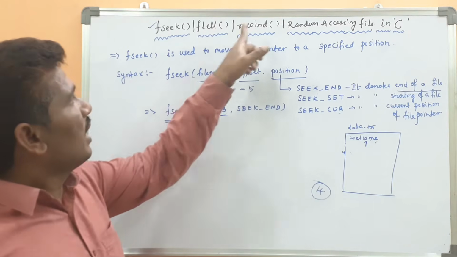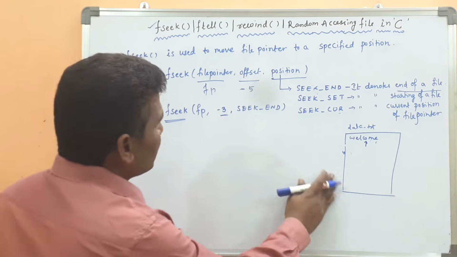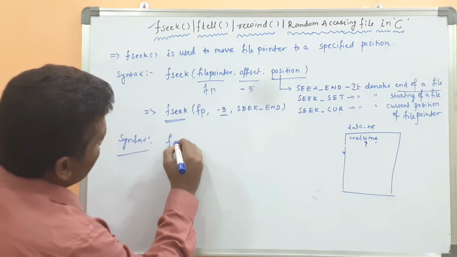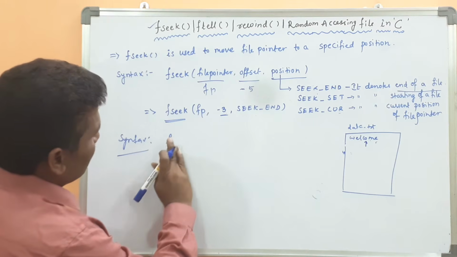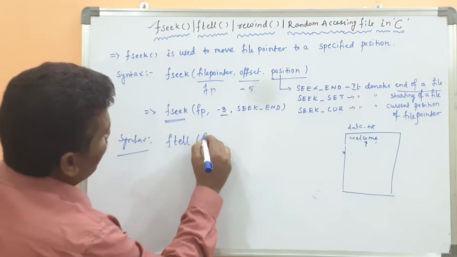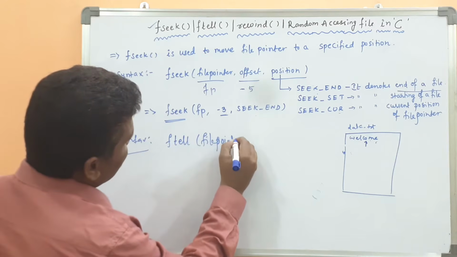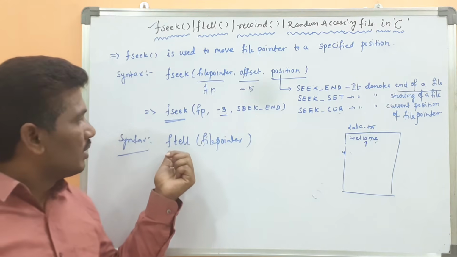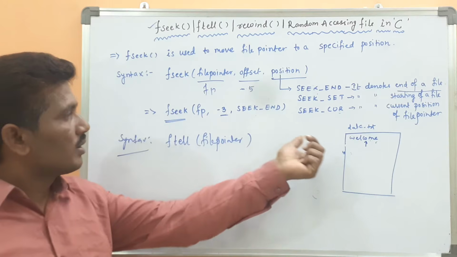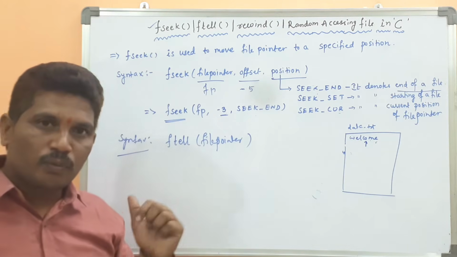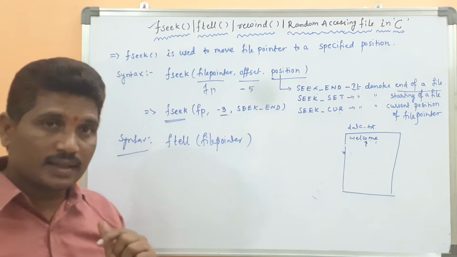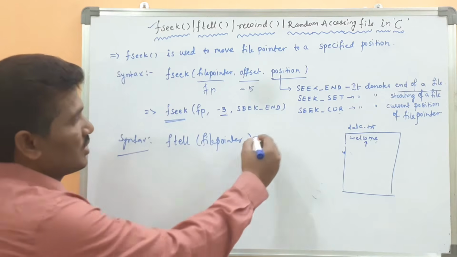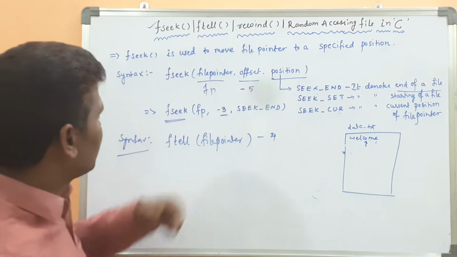Okay. Then the rewind function. What is the ftell syntax? The ftell syntax is ftell, then the file pointer. This is the syntax for the ftell function, which returns an integer value and is used to get the position of a file pointer in a file. Got it? Here, what is the file pointer? The file pointer is at the 4th byte, which returns a 4, the value is 4. Then what is the use of the rewind function?